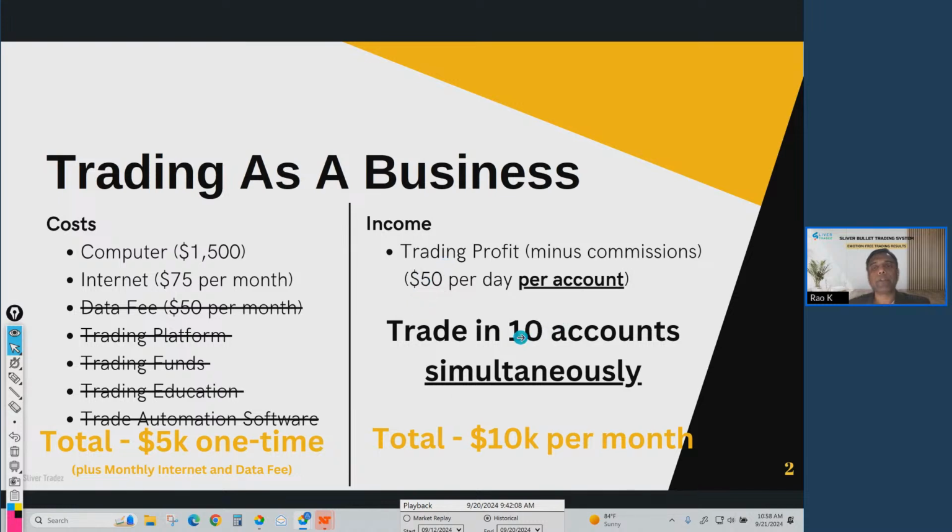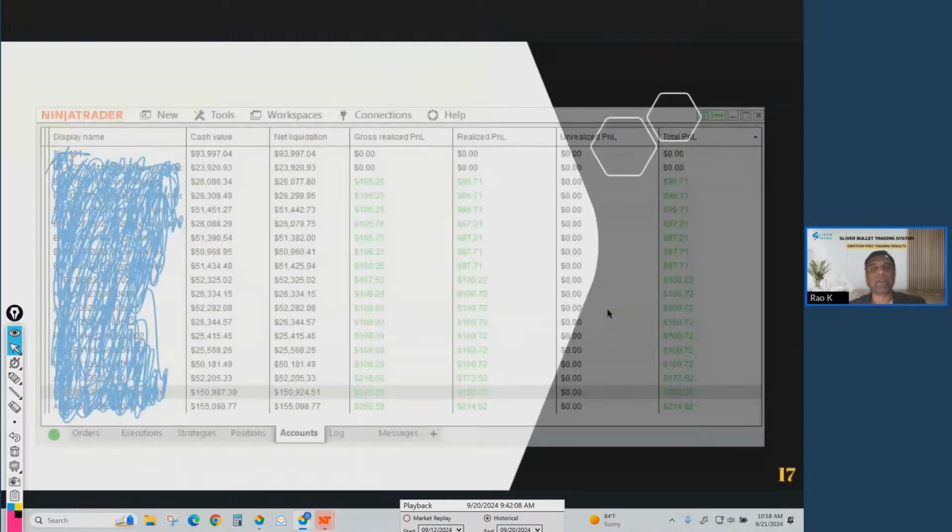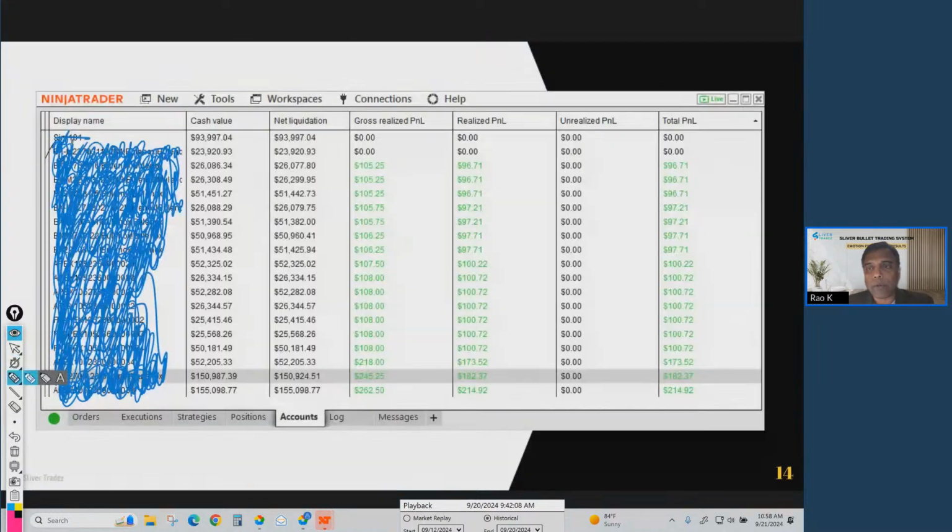Of course, nobody stops you from making $600 per account, $650 per account. Nobody stops you. You are free to design your business. This is just a template, just a model that I have given you. Now, this is how it looks when you trade multiple accounts. Here again, this is an example from our own account.